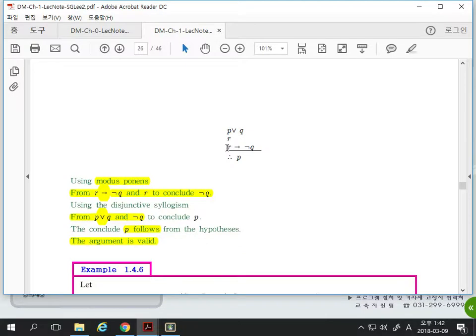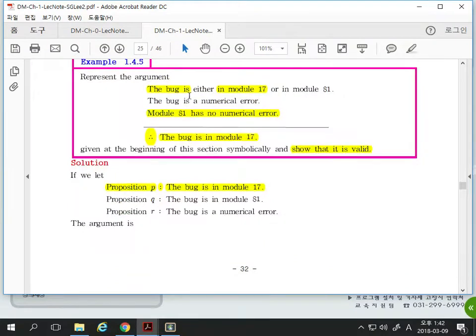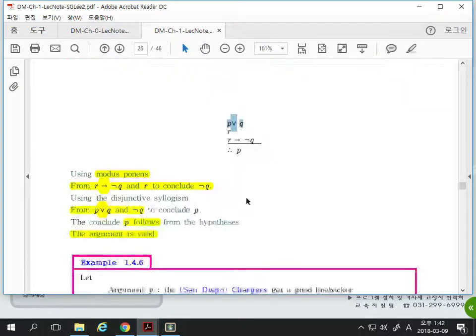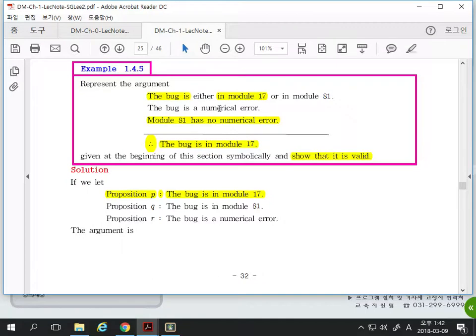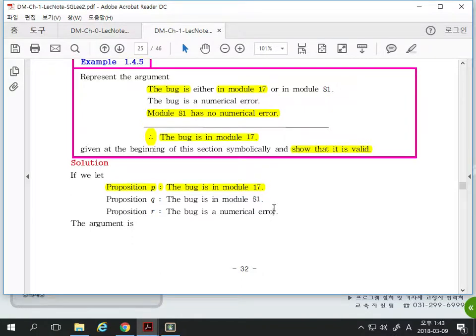So this is a sentence that we had. These are the propositions that we had. P, the first: the bug is either in module 17 or 81. So P or Q is the first sentence. Next, the bug is a numerical error, so that's R. Next, module 81 has no numerical error. The bug is in 81, so this can be written as 81 is a numerical error.